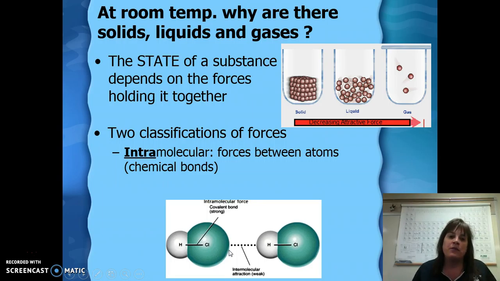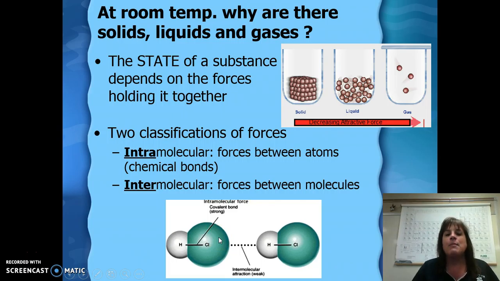There are two types of forces. There are intramolecular forces. Those are forces between atoms. Those are the chemical bonds. Those are inside the molecules. The other type are intermolecular forces. Inter is the force between molecules. So intra is the chemical bonds inside.